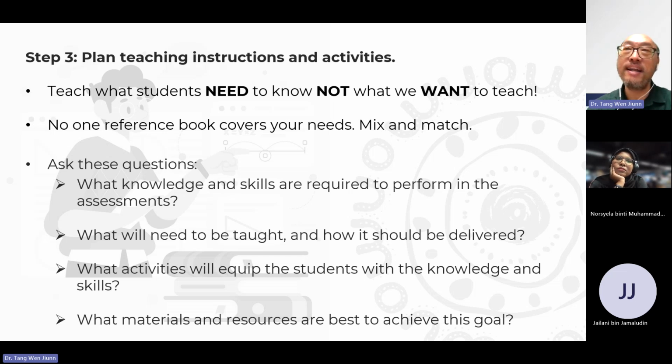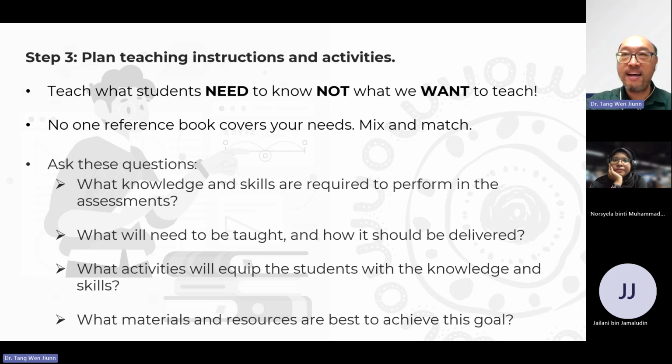Because if you look at the textbook, especially if we borrow a few textbooks, the coverage depends on the author. Is it suitable for your course? Maybe just one small chunk. So that's why the LO is important.